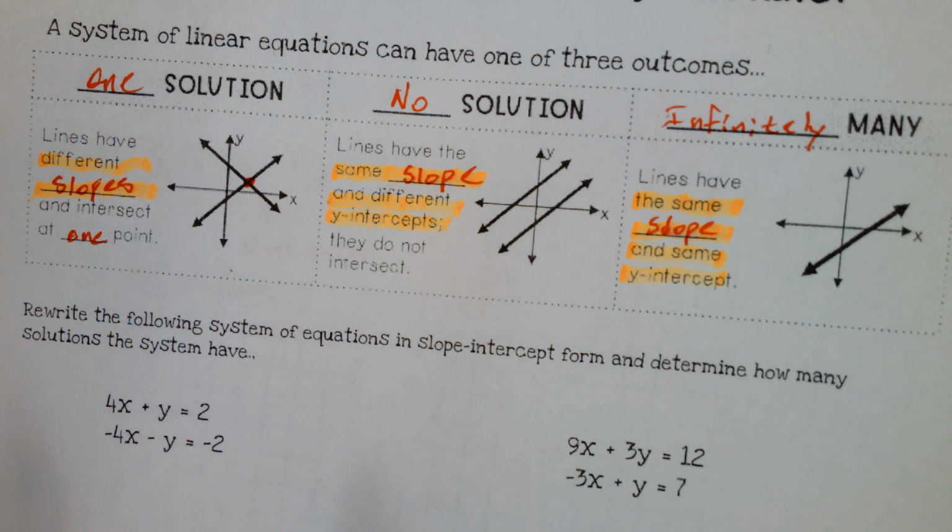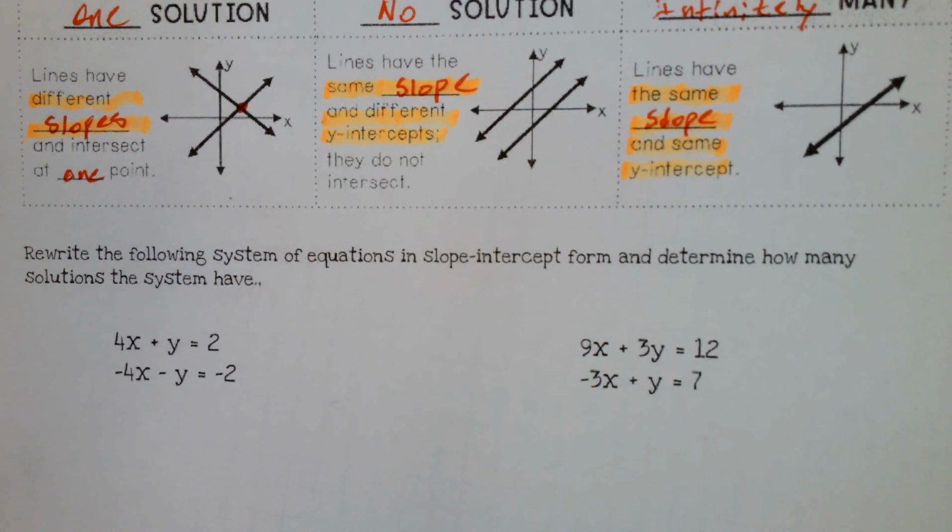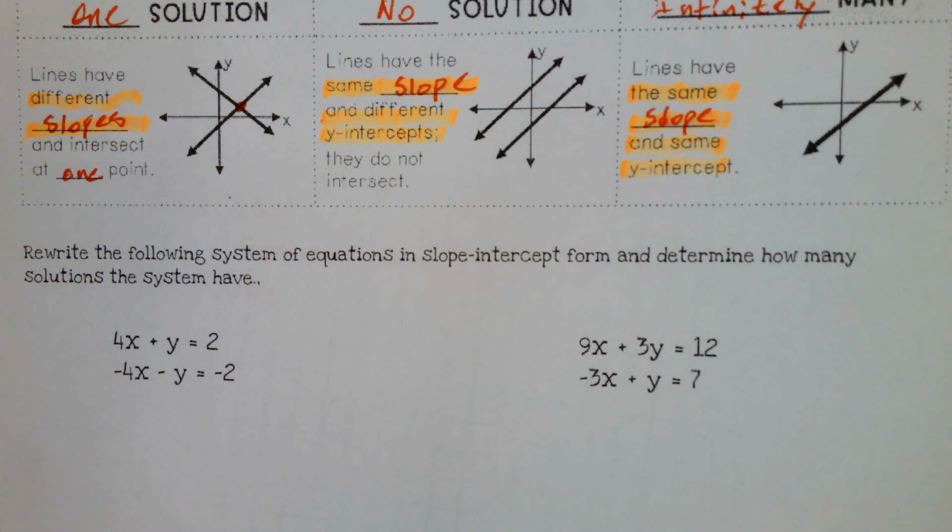So we're going to focus in on this right now. We have four systems here, and all we want to figure out is, do they have one solution, no solution, or infinitely many? Like this one? All right. So let's start.